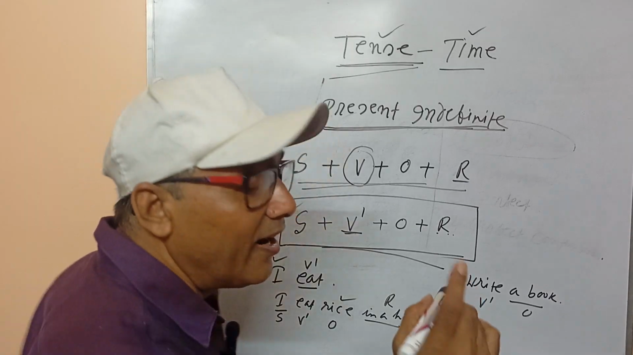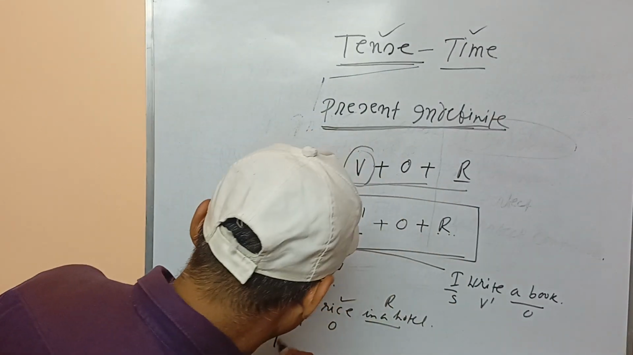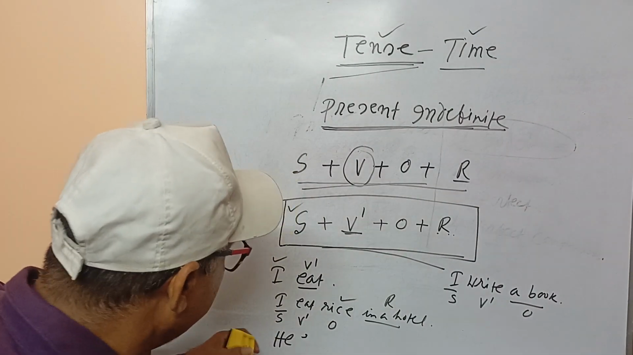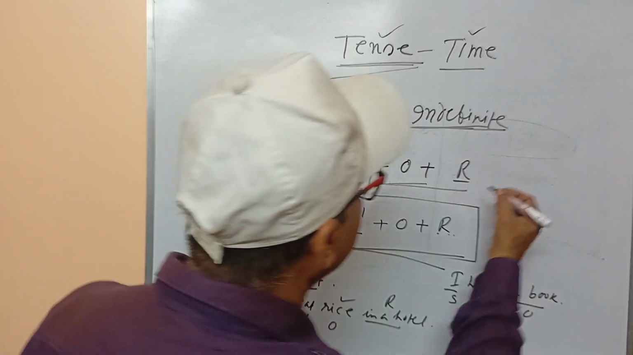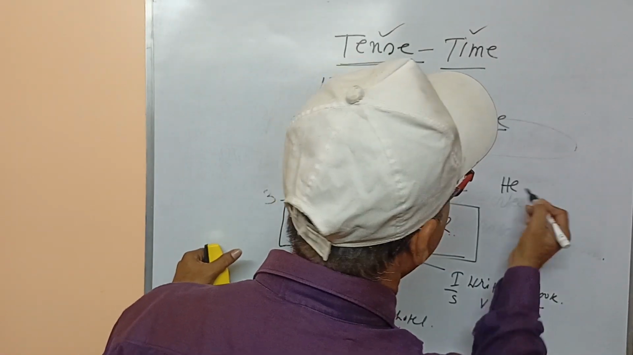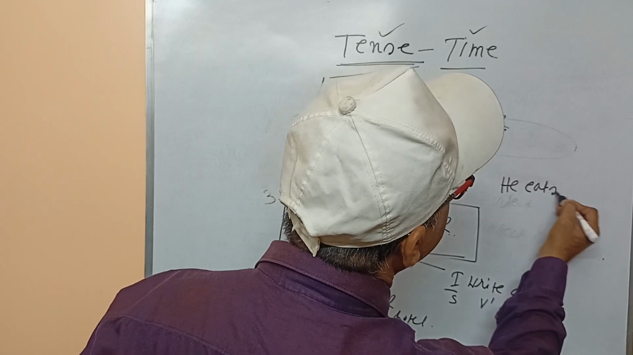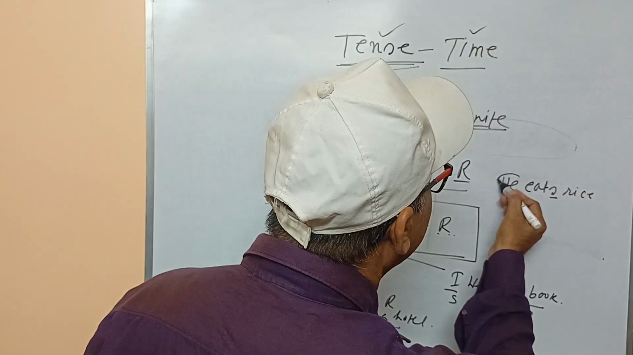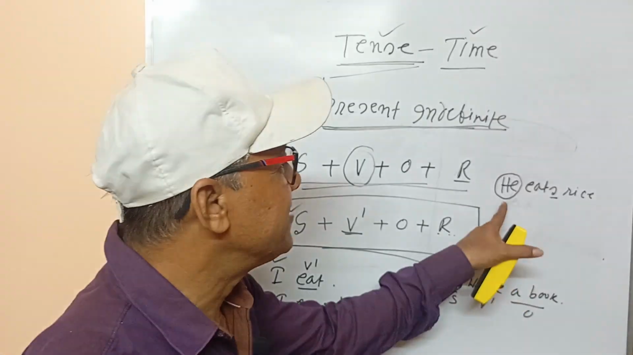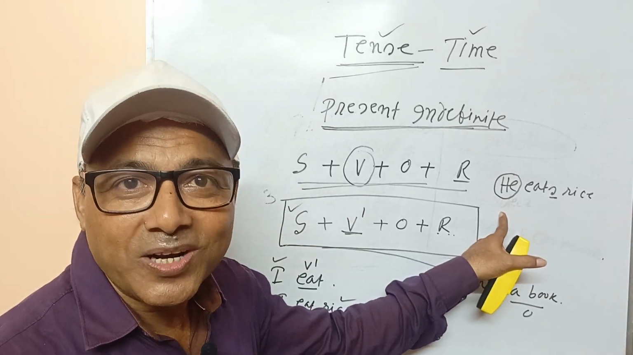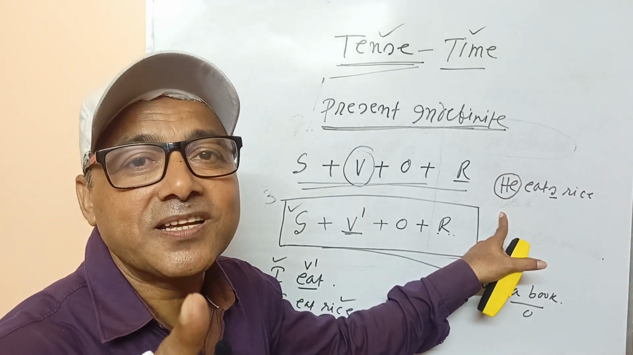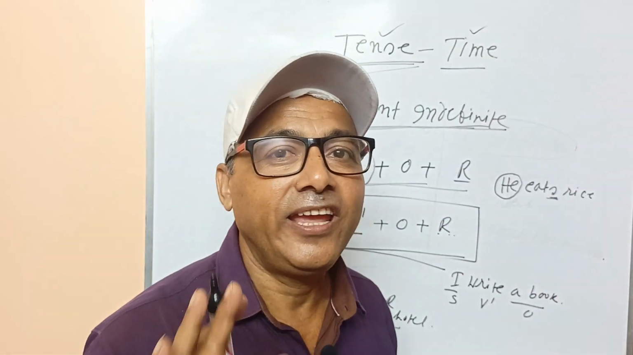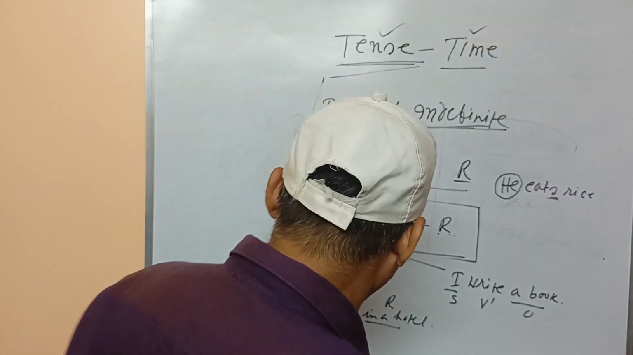For example, he, it's my third person singular number. So he eats. I'm writing here. He eats rice. Why? Yes, I have added s because my person is third and number is singular. So in case of third person and singular number, s or es will be added at the end of the verb. That's why I eat rice.